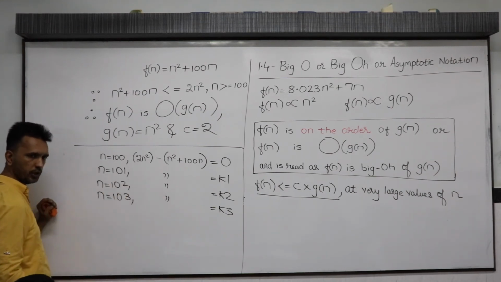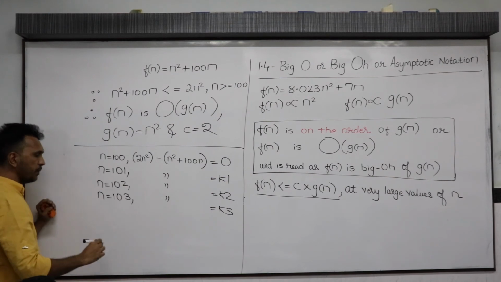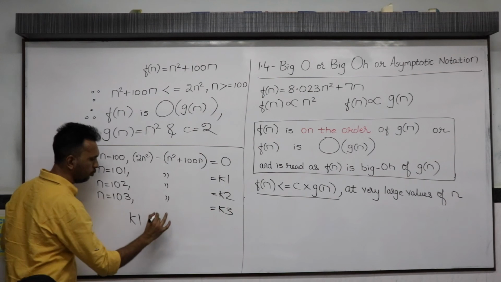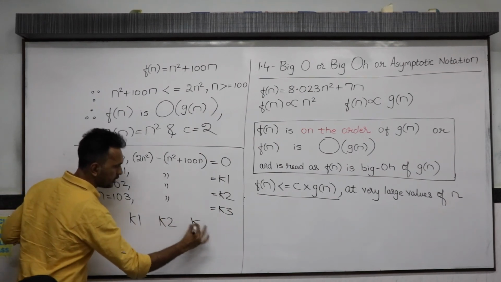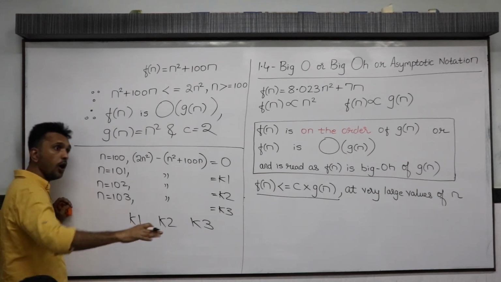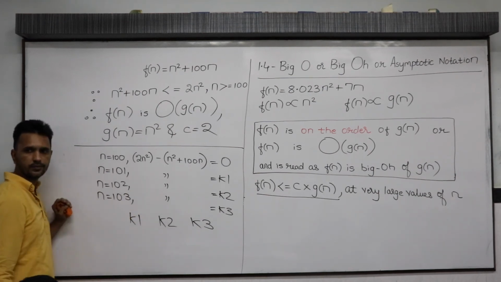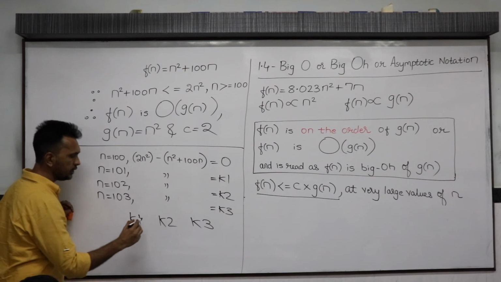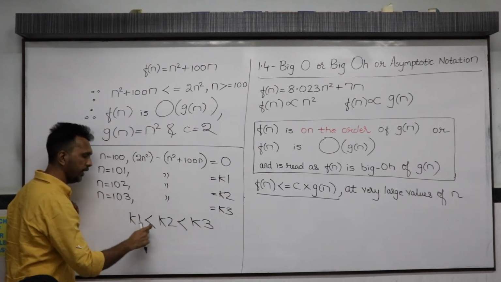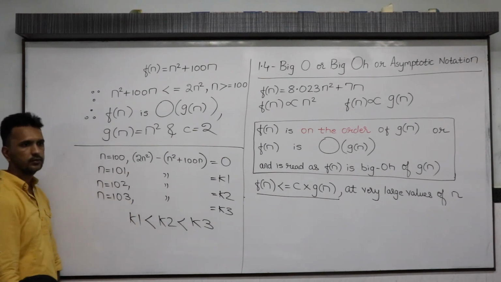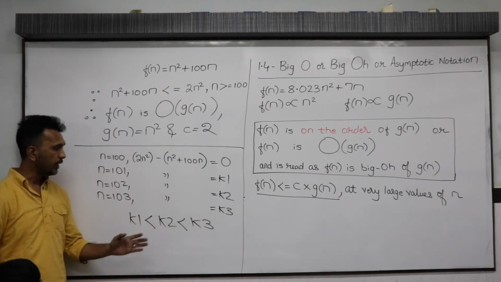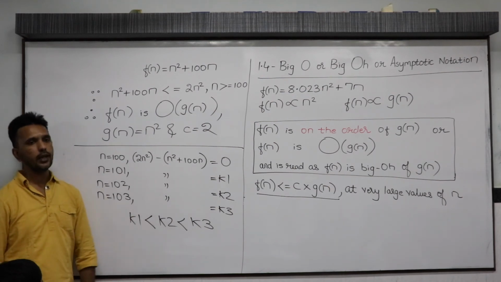Okay. Now comes an important question. K1, K2, K3 are positive. Now tell me what is the relationship between K1, K2, K3? Is K1 less than K2 less than K3 or greater than K2 greater than K3? Less than. Yes. So that is a very important property actually.